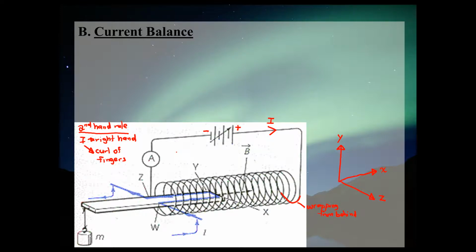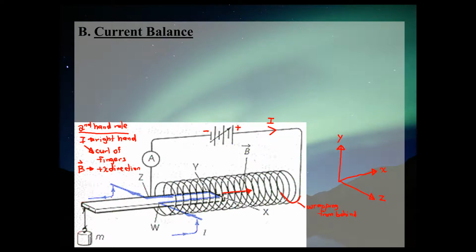So the way I would do this is I'd take a pen or a pencil, take your right hand, and then wrap your fingers from behind your pencil. If you do this correctly, your thumb should point towards the right, which would be towards the positive X direction. So the magnetic field from the solenoid would point in the positive X direction. And we can see this right here. The magnetic field in here is pointing towards the right.